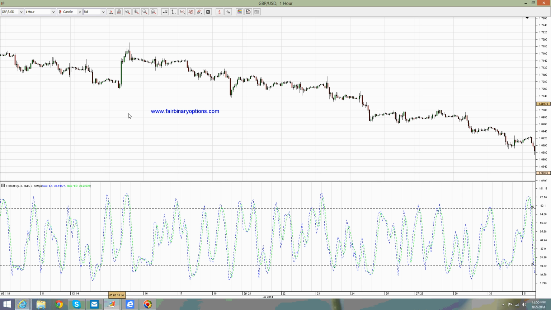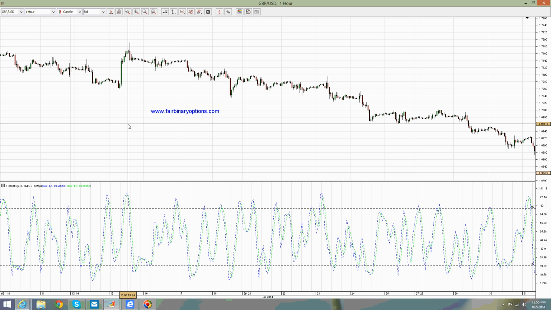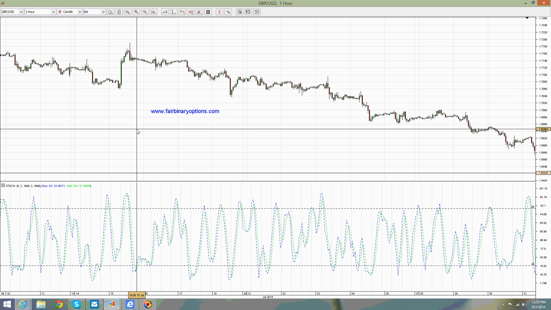Now, what should a trader look for as a signal? Look for the signal in the overbought territory, wait for the green line to cross above the blue line, and that should be a nice place to go and buy put options on the pair. And then you wait for the oscillator to travel into the other territory, into the oversold territory, to try to find a possible place to go and buy call options.